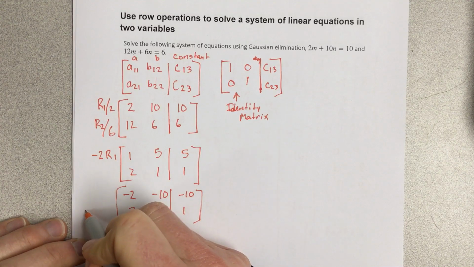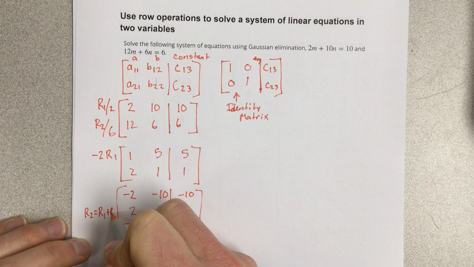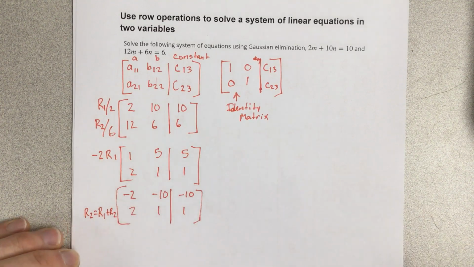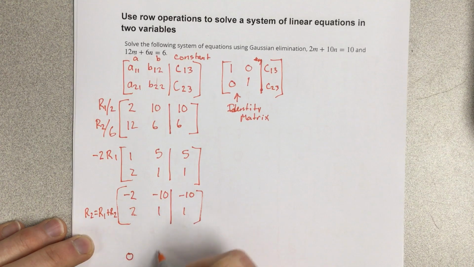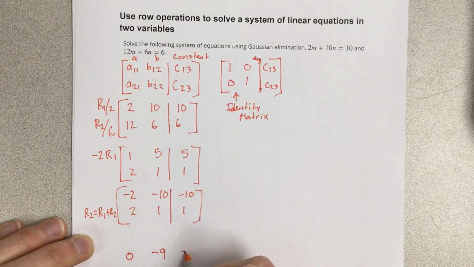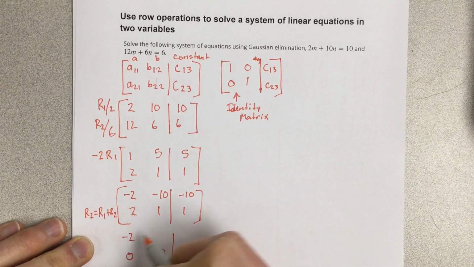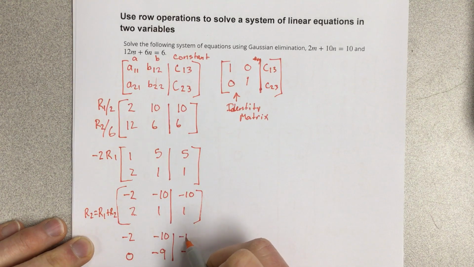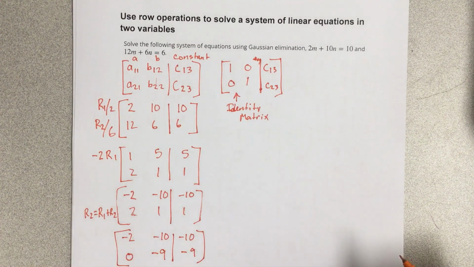We're going to do row 2 is equal to row 1 plus row 2. So I'm going to add the top row to the bottom row, and that's going to get this to be 0. So I get 0, -9, -9 for the bottom row. On top, I still have this -2, -10, -10 piece. So I'm in a good spot here.